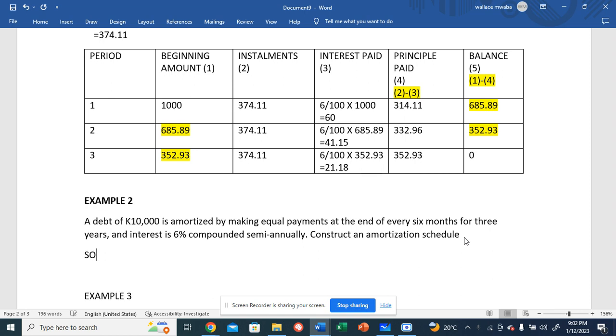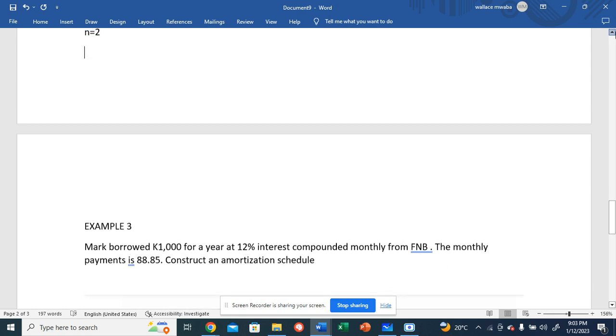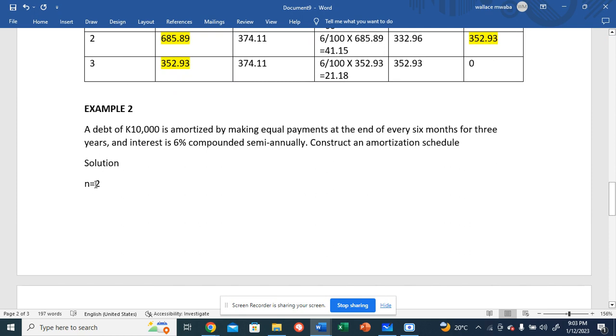Okay, so here our interest is compounded semi-annually, so it means it's compounded twice a year, right? n equals 2, all right? So this loan is for 3 years. Each year we're making two payments. Year one, two payments. Year two, two payments. Year three, two payments, all right? So the number of periods for payments, we're going to multiply n times this 2, we're going to multiply it by 3, these 3 years here.